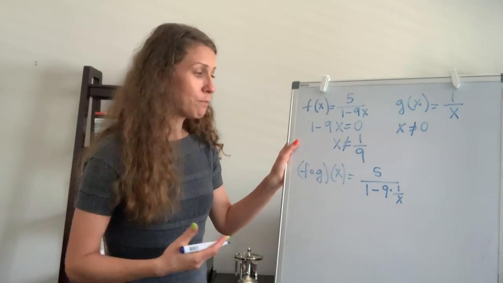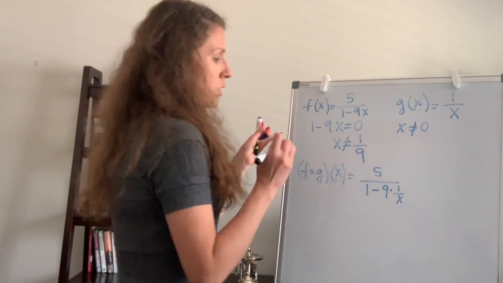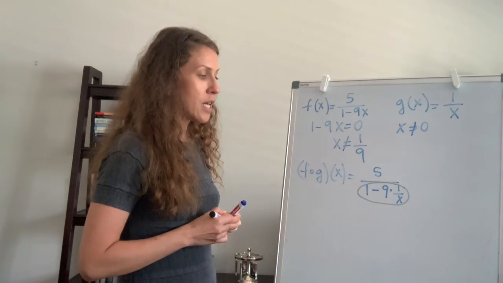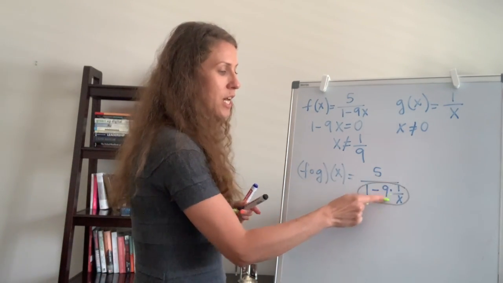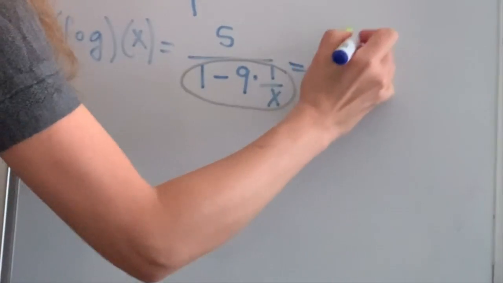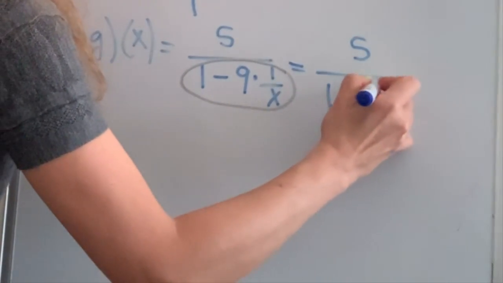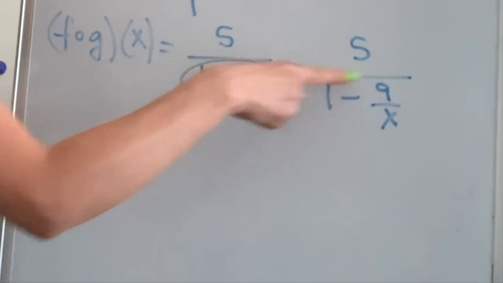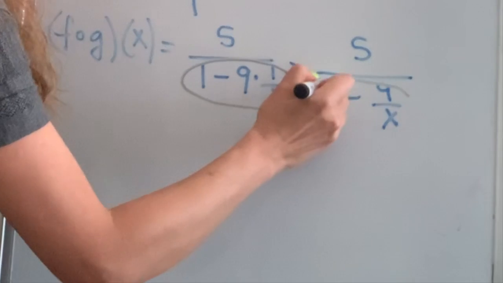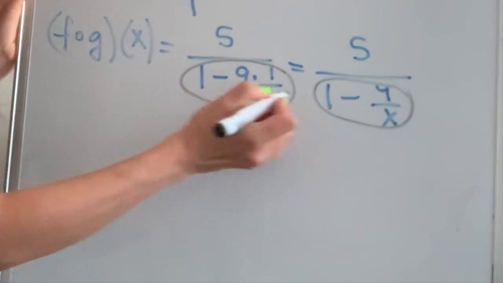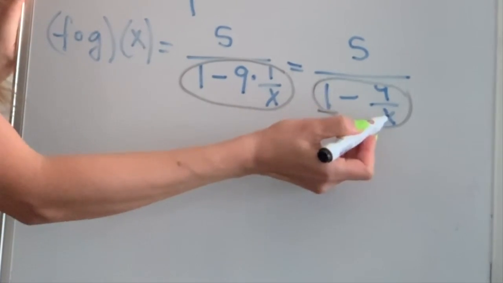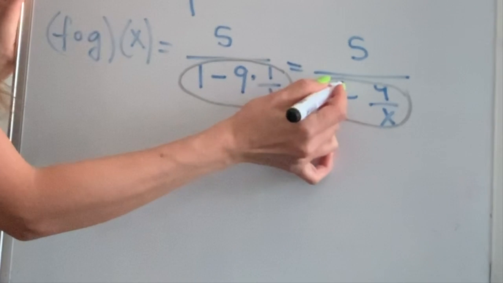Let's simplify it somewhat. I will just work with the denominator. In the denominator, you have 1 minus 9 times 1 over x, and 9 times 1 over x is 9 over x. So that's 5 over 1 minus 9 over x. Then I would like to put the 1 and the 9 over x together into one fraction, so I'll need a common denominator. I'll place 1 over 1, and then I will multiply this one by x and this one by x so that the denominators match.